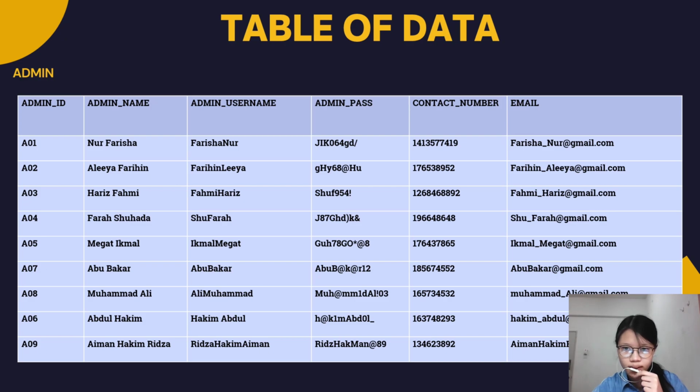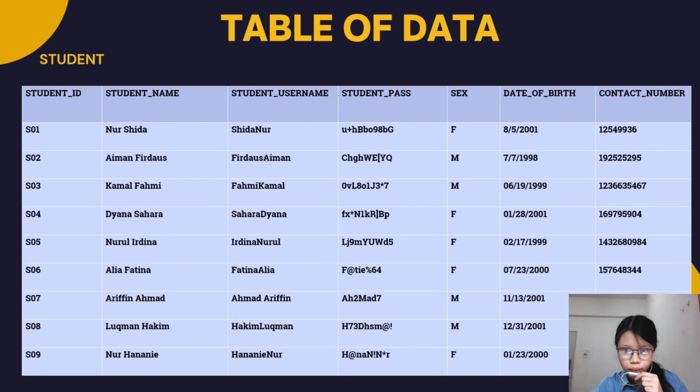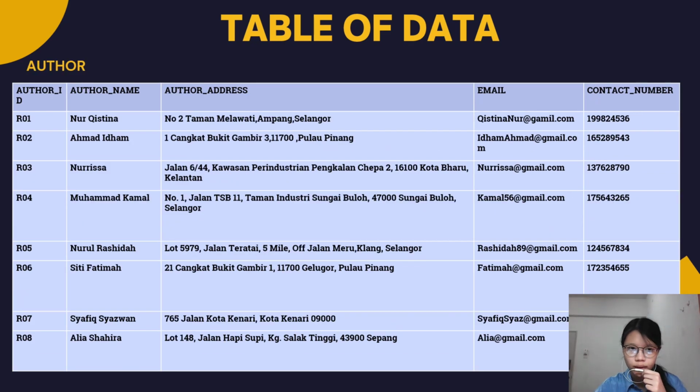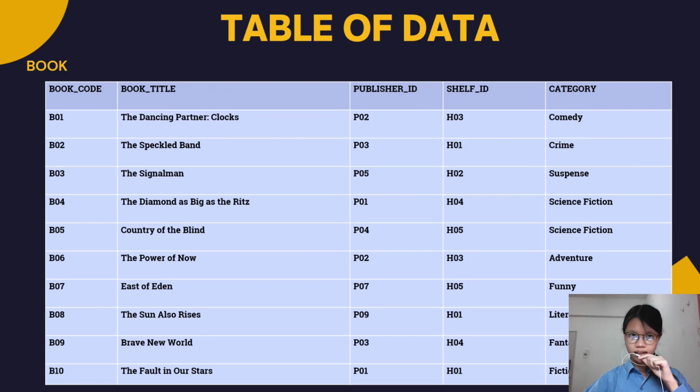There are 11 tables in this system. This is the admin table with 8 data. This is the student table with 9 data. This is the publisher table with 10 data. This is the author table with 8 data. Book table with 10 data.